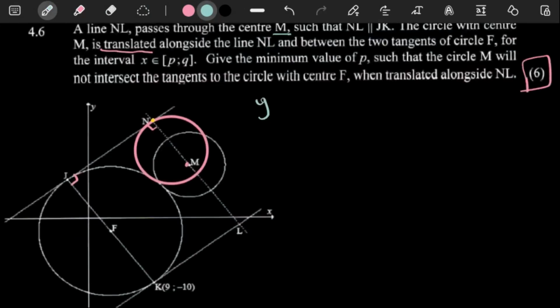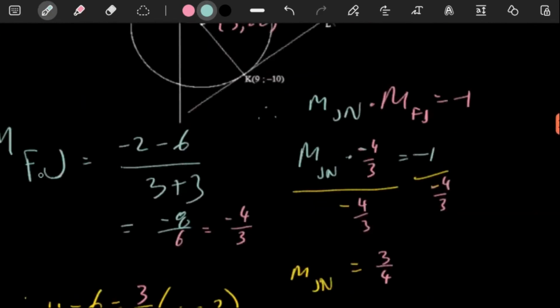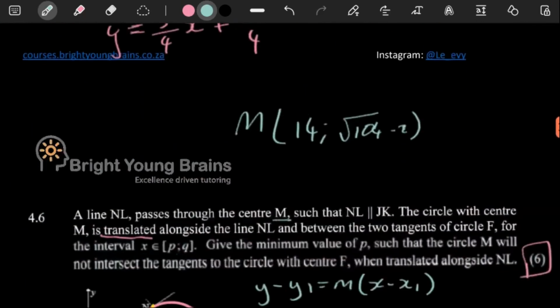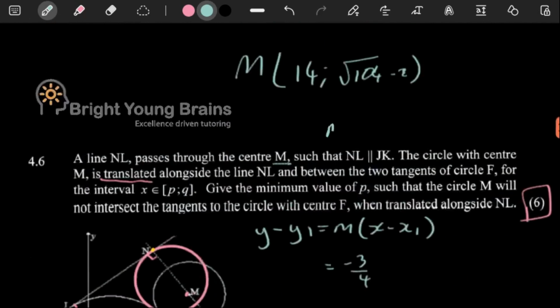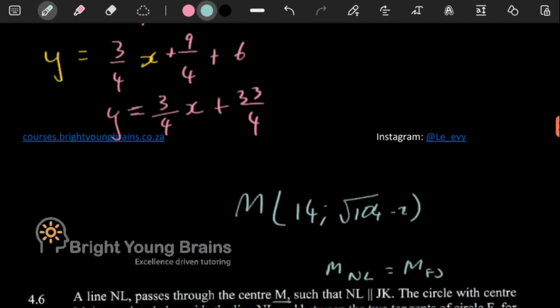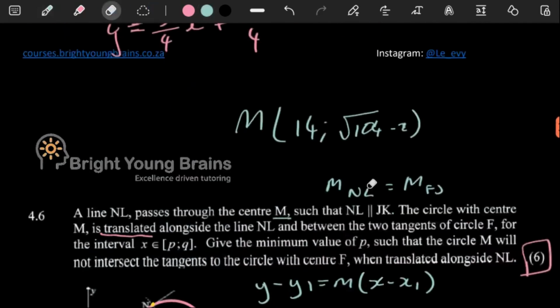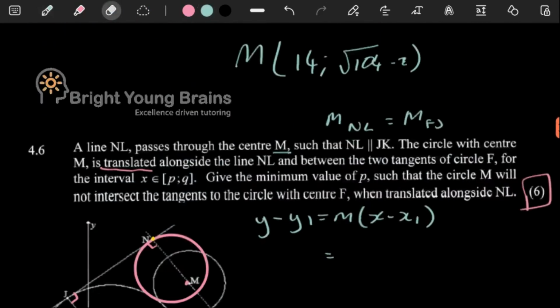Getting the equation of NL, we're going to use this good old equation of a straight line formula. The gradient of NL, we can get it from Fj. It's just -3/4. So the gradient is -3/4, which is the gradient of Fj, because they're parallel lines. Yep, no, it's -4/3, bruh. Yeah, the mistakes are getting too many. Come on, focus.